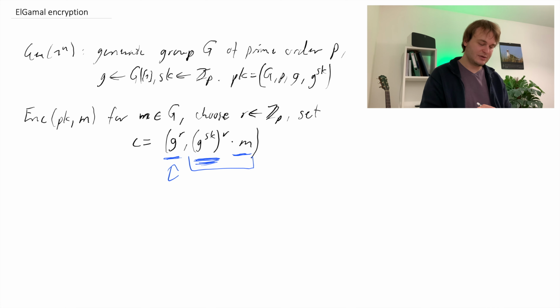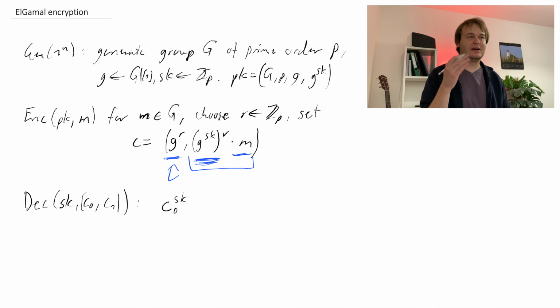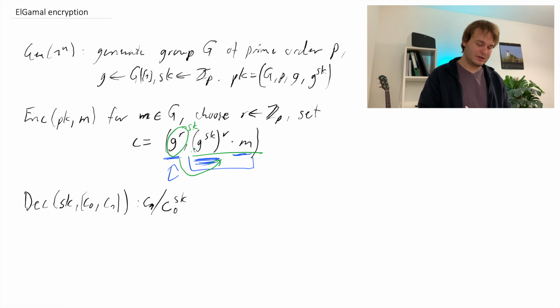How does this help? How can I now decrypt M if I have the secret key? Well, I take the G to the R and I raise it to my secret key. Now I have G to the SK times R. And then I just divide the second part of the ciphertext by that. So basically I take the G to the R, raise it to my secret key, and then divide the whole thing by G to the R times SK. Then this will cancel out, and I get my message.